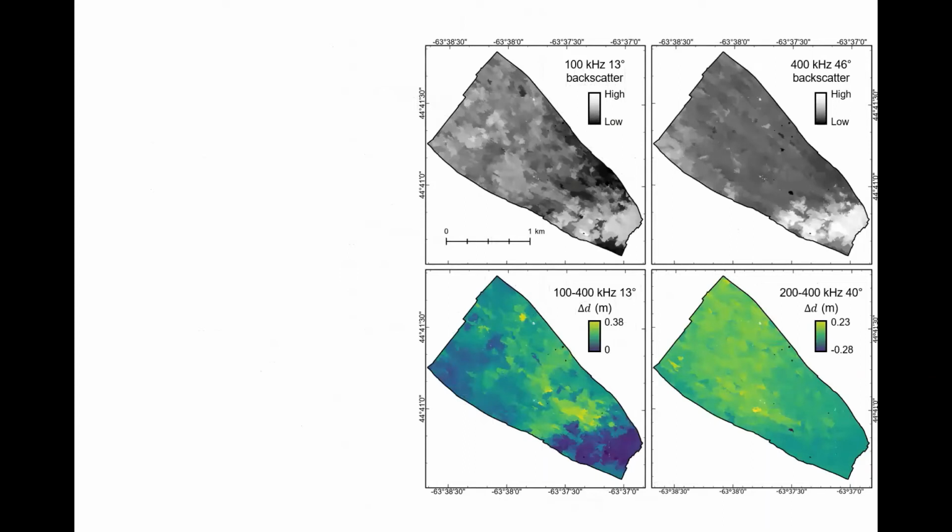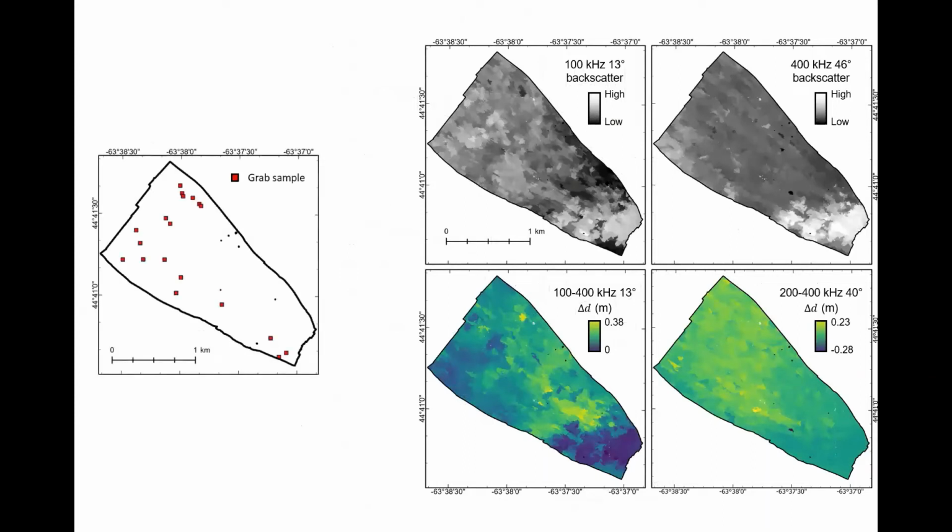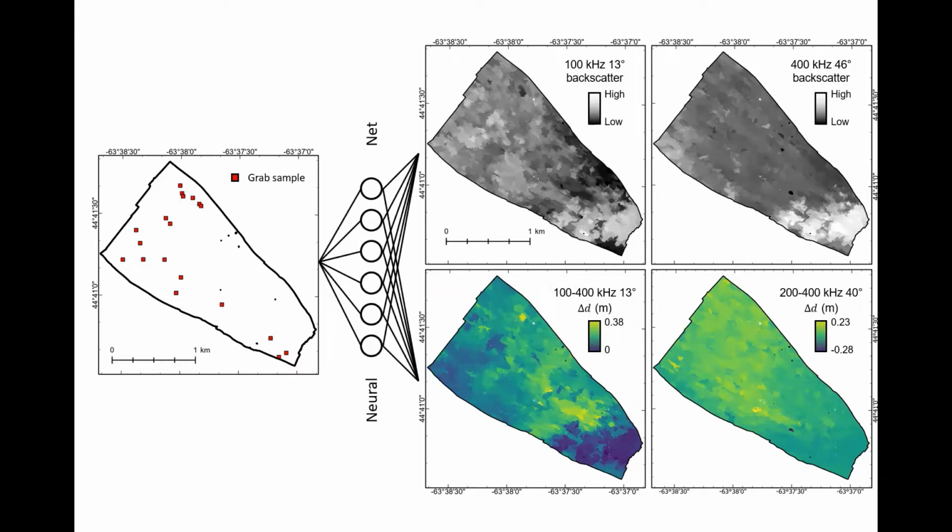But what's kind of cool about all this information is some of the quantitative inferences we can make, I think. So we have grab samples, not that many, but some grab samples across the basin. What we've tried to do is stick all the 96 variables that we extracted from the backscatter image information into a neural network and try to predict a bunch of the grain size parameters in the grab samples using all that information, but with a low grab sample size.